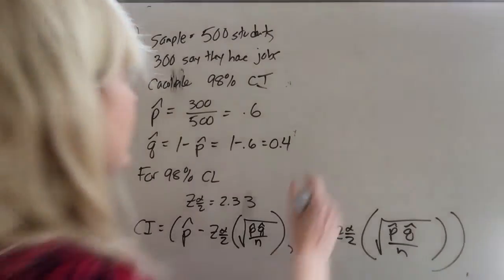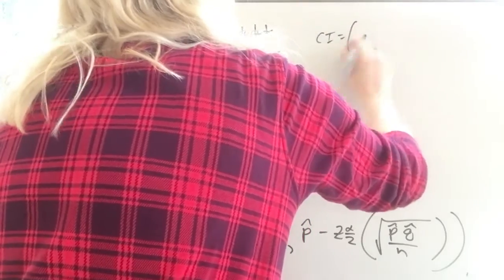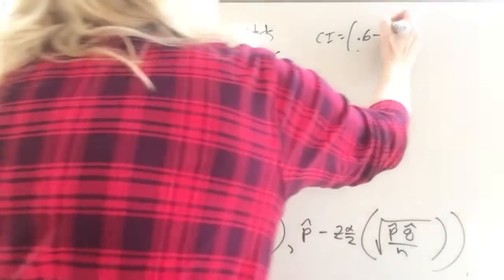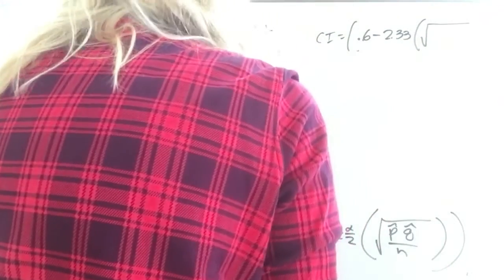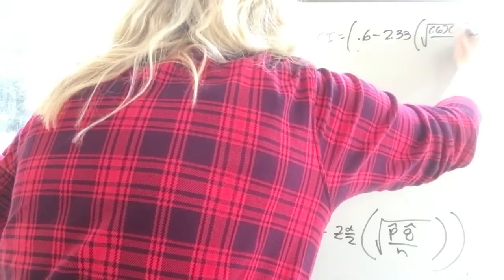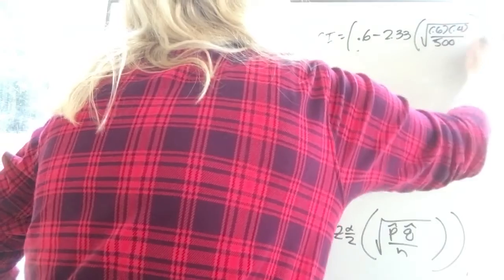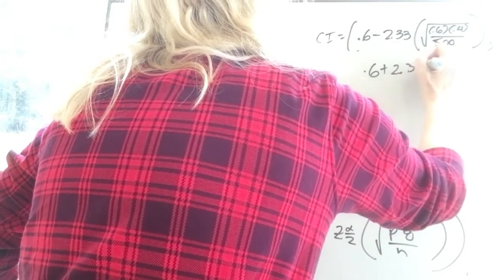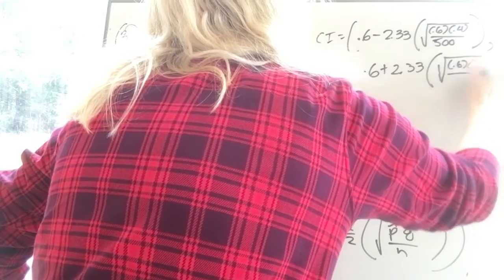So it's p hat. So p hat, what is p hat? 0.6. 0.6 minus, what's Z alpha over 2? 2.33 times big square root. P hat is 0.6. Q hat is 0.4. N is 500, right? Because that's how many kids you looked at, right? And then you got to do 0.6 plus 2.33 big square root 0.6 times 0.4 over 500.